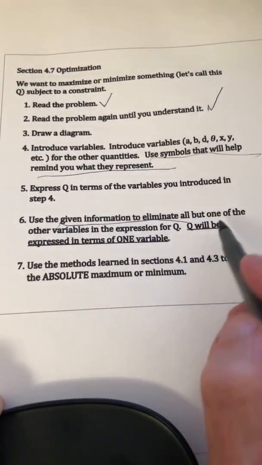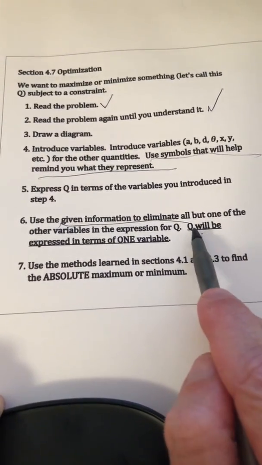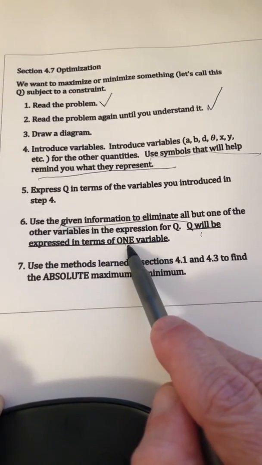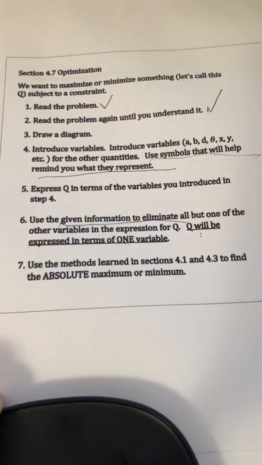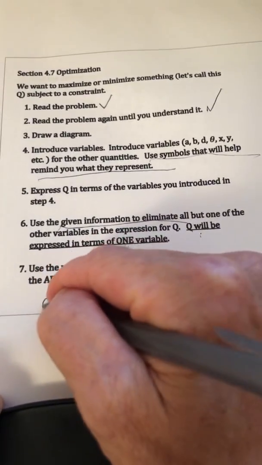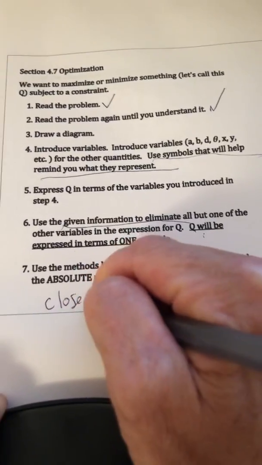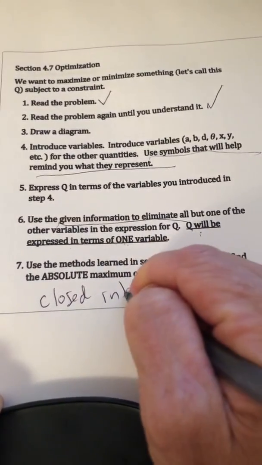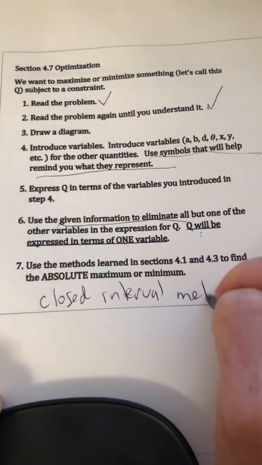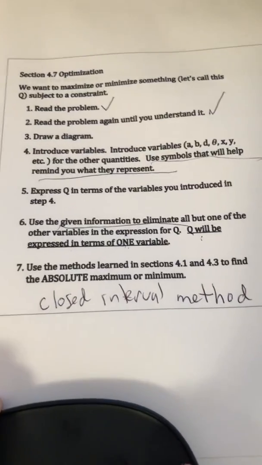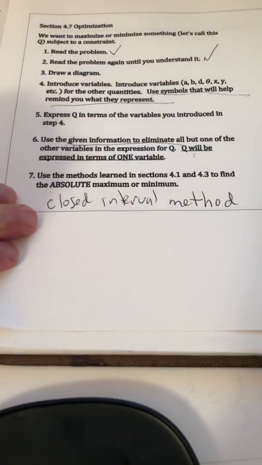And what you have to do, and this is very important, is express Q in terms of only one variable. Then use the methods learned previously, and primarily that's going to be the closed interval method, because we're going to maximize or minimize something on a given interval. So let's do a problem.